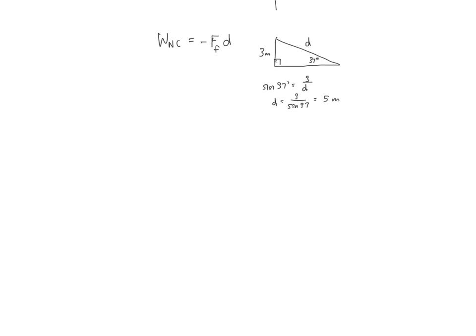Okay, now we've got to get the frictional force. For this one, it helps to draw a free body diagram for the child as she's sliding down the slide. She has the gravitational force acting on her, the normal force perpendicular to the slide, and the frictional force directed up the slide.